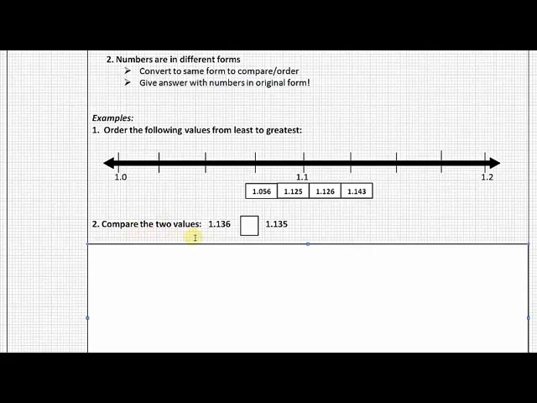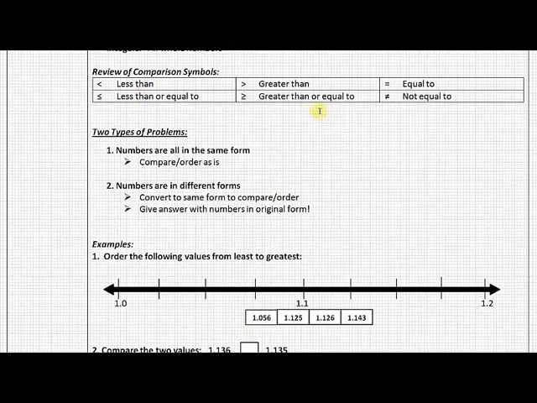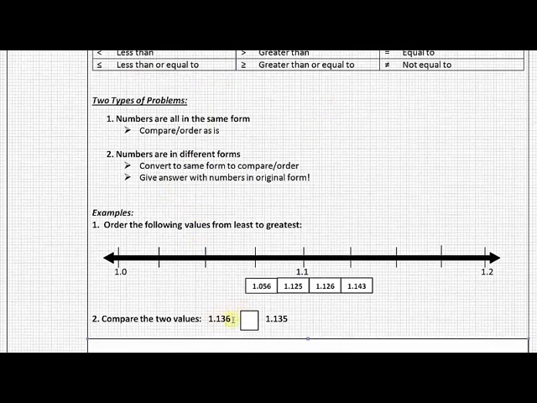Here we're being asked to compare the 2 values. So when you're being asked to compare, you're sometimes given a circle or something here to put, we're looking for one of these comparison symbols. So what symbol would we use between these 2 values, 1 and 136 thousandths, compared to 1 and 135 thousandths?